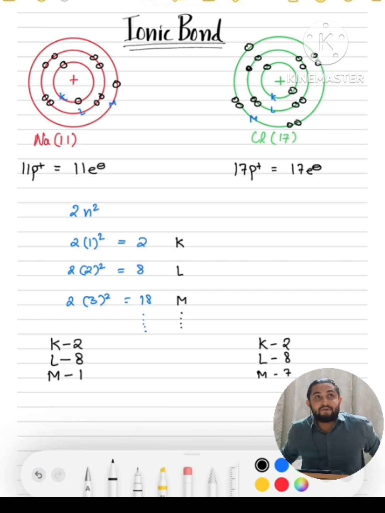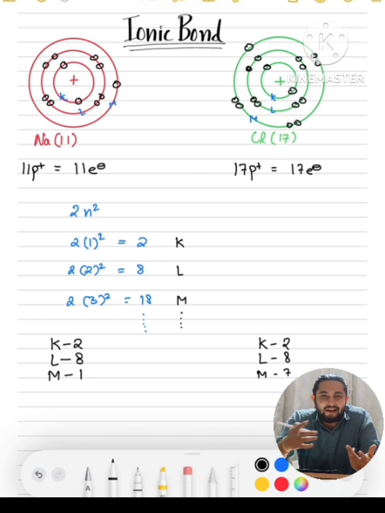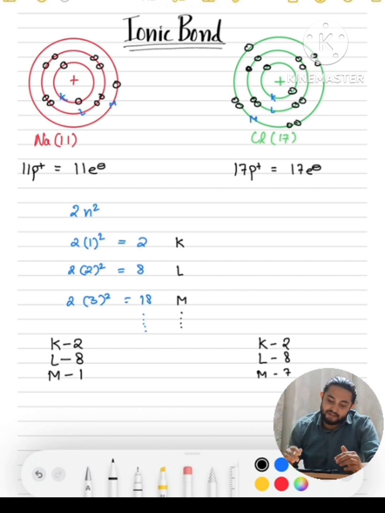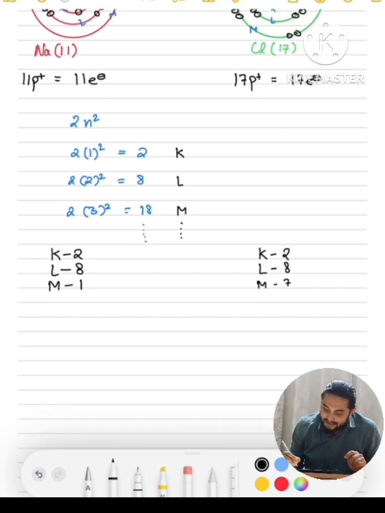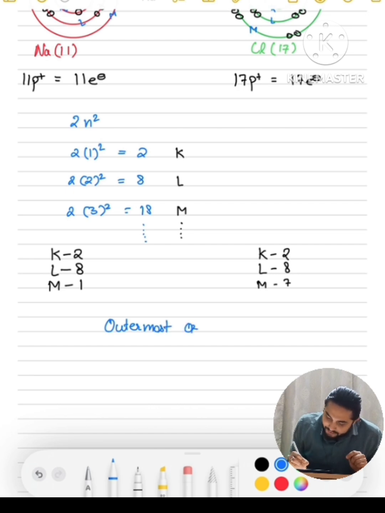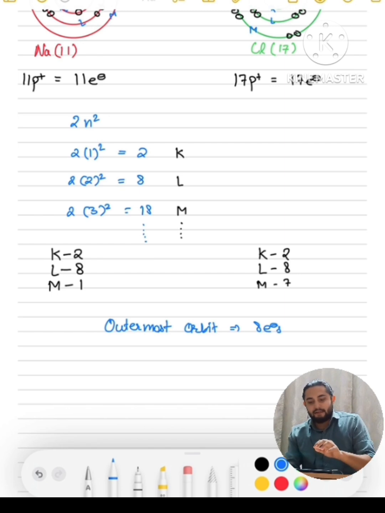Now, like we humans, we need stability in our life. By the way, what does stability mean to us as humans? It is maybe a huge or maybe a decent amount of bank balance, a luxurious house, a luxurious car, a decent lifestyle, maybe. That is our stability criteria. Similarly, these atoms also have their own stability criteria, and that says that their outermost orbit should have 8 electrons. If this happens somehow, they will acquire stability.